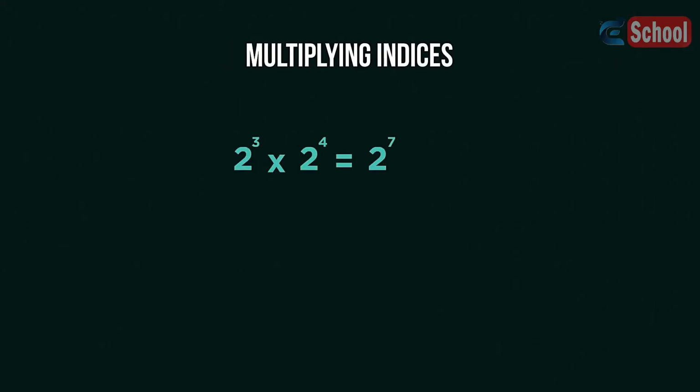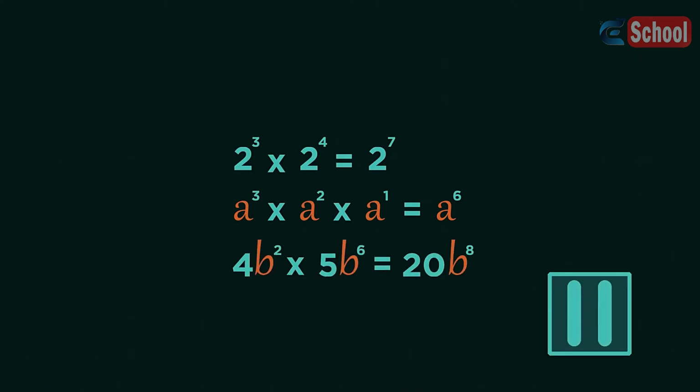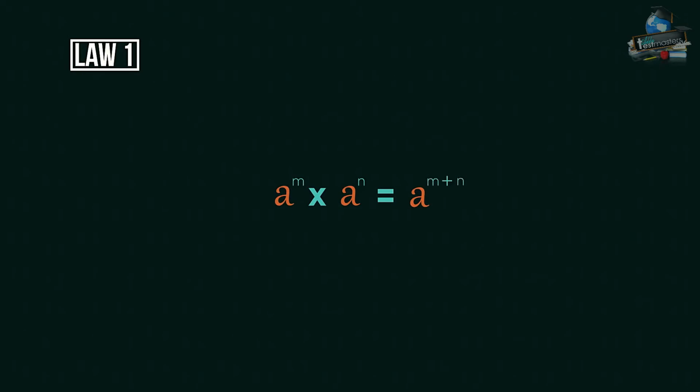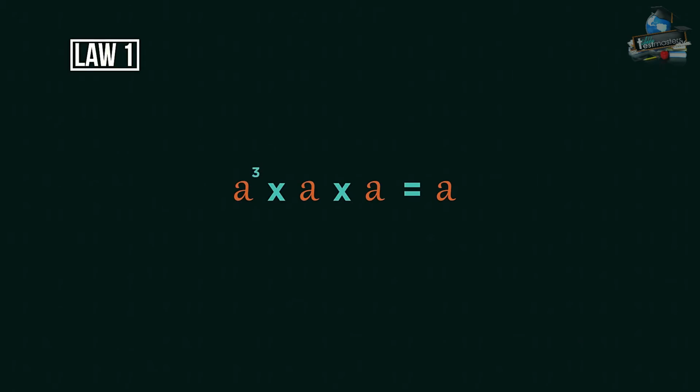Right, so multiplying indices. Look at how these are simplified. What do you notice? Hopefully you can see that when we multiply indices, we just add the powers together. So 3 plus 4 is 7, because really it is 2 three times multiplied by 2 four times, giving us 7 2's. And 3 plus 2 plus 1 is 6.